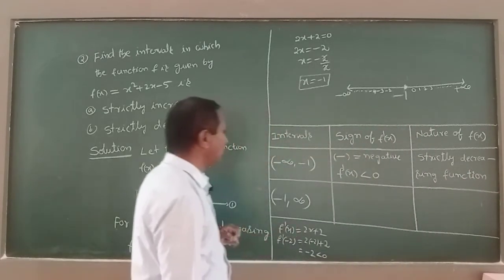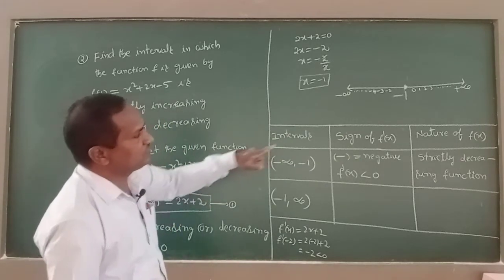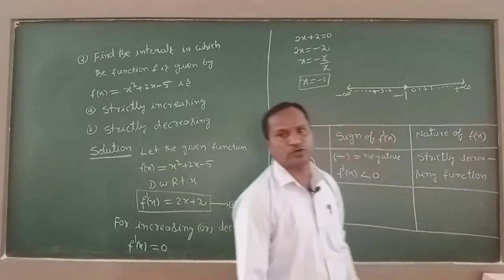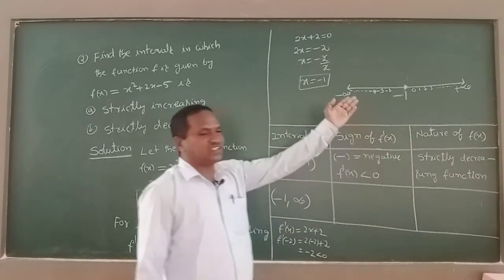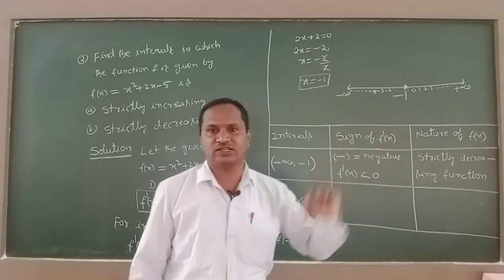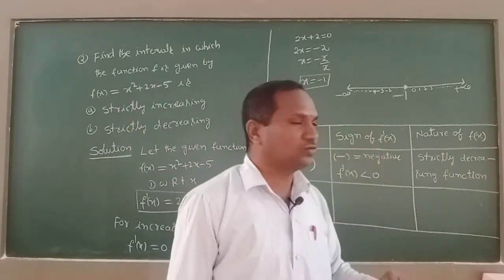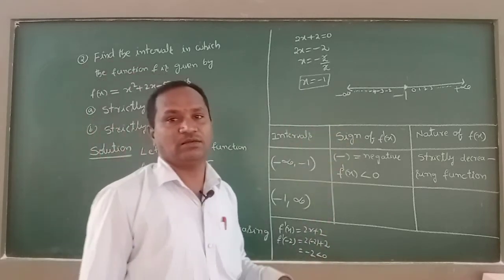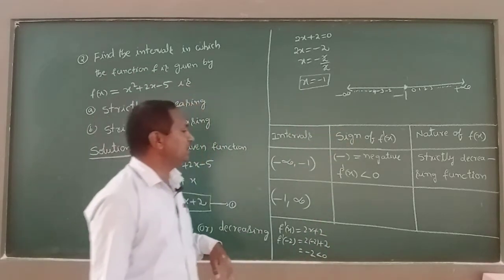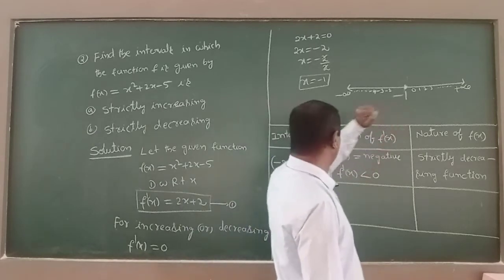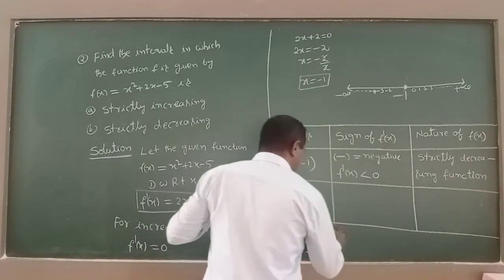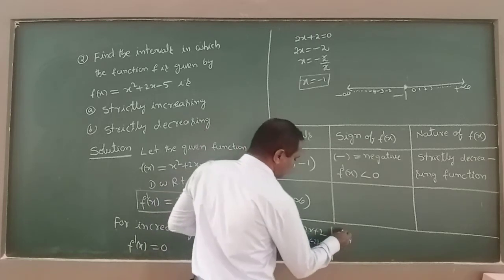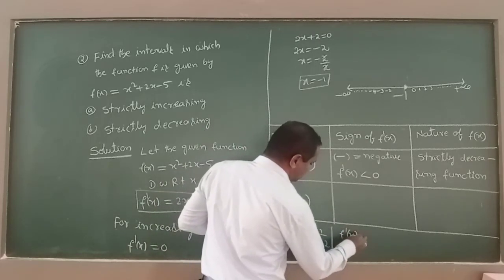Now minus 1 comma infinity. After minus 1 generally we see the numbers 0, 1, 2, 3 and so on. You can select 0 or 1 or 2 or 3, any one number here. By my wish, I am selecting 0. For the second interval, I am substituting in f dash of x equal to 2x plus 2.